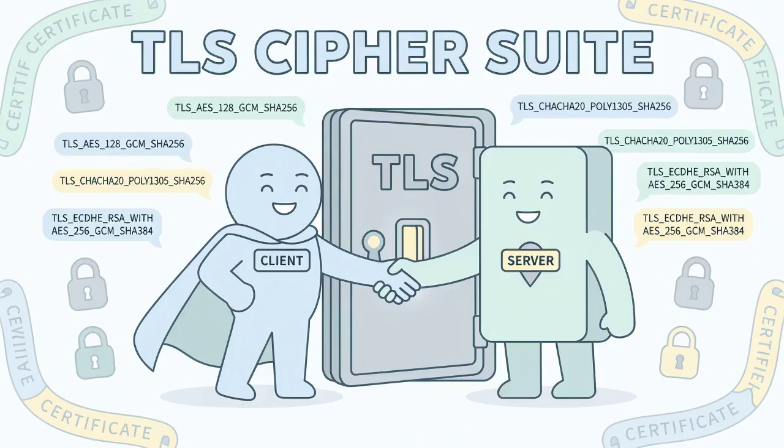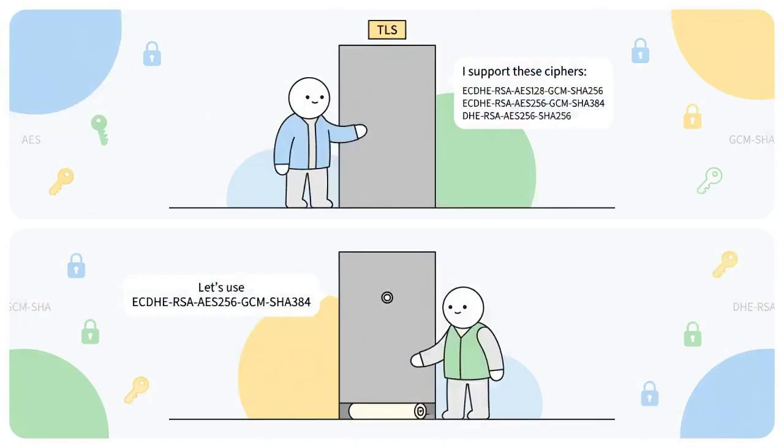Every HTTPS connection begins with a negotiation called the TLS handshake, and the crown jewel of that negotiation is the cipher suite, a single named recipe that decides how two computers will exchange keys, prove identity, encrypt data, and protect integrity.